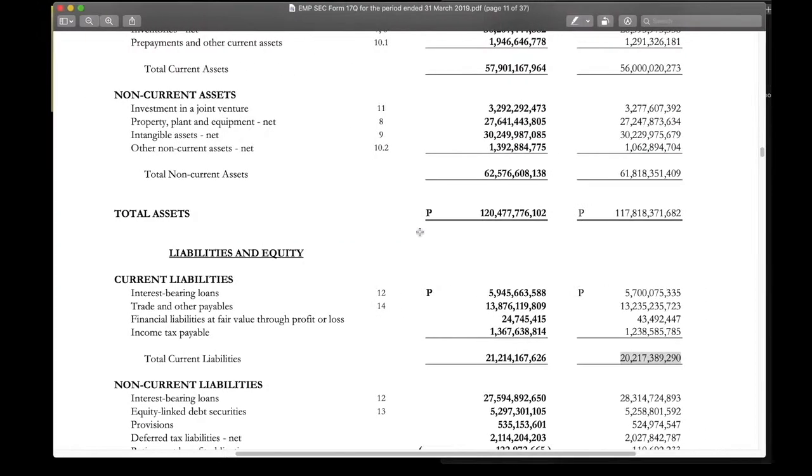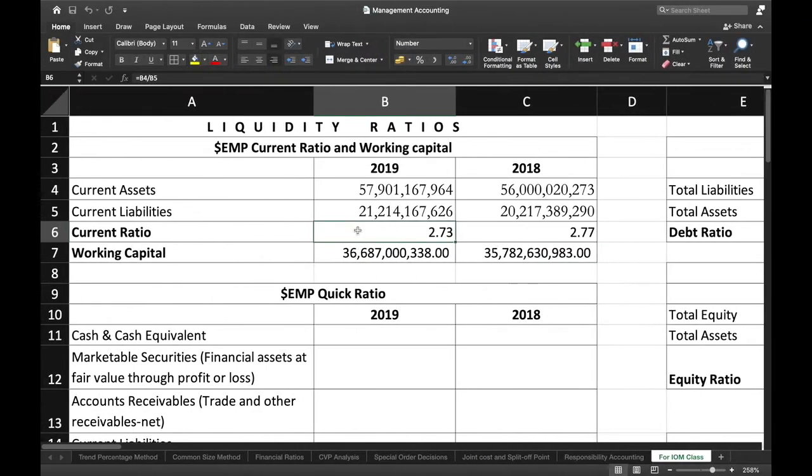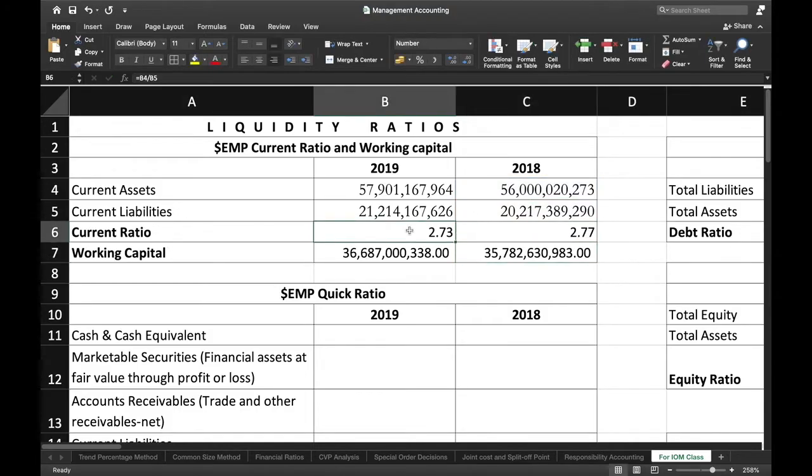And this is computed based on this formula. Again, current assets over current liabilities. Dinivide lang. As you can see, ito. Ayan, B4 over B5. Same with 2018. So, C4 over C5. Now, computed natin dito na current ratio is 2.73 sa year 2019 and 2.77 sa year 2018.